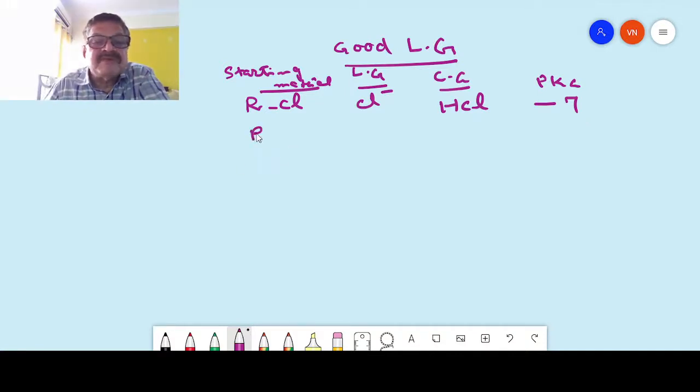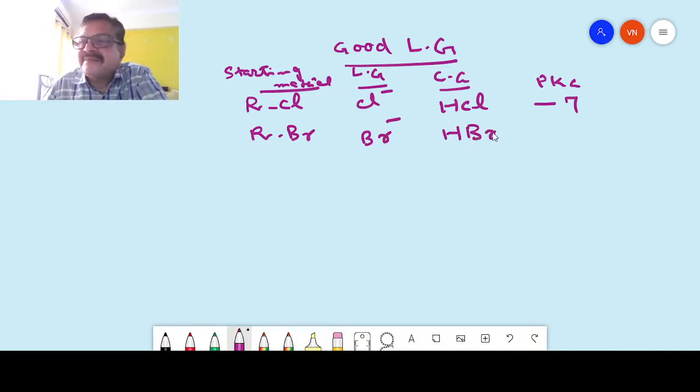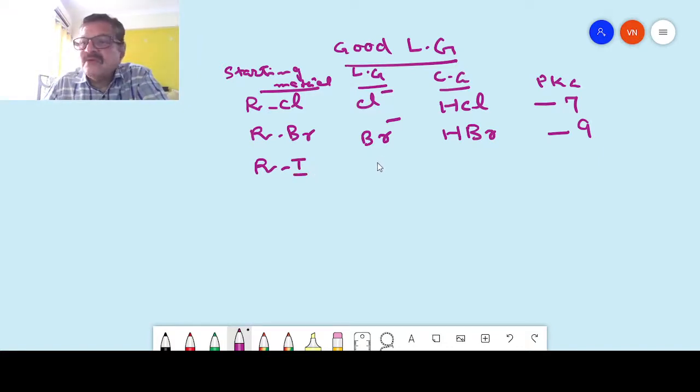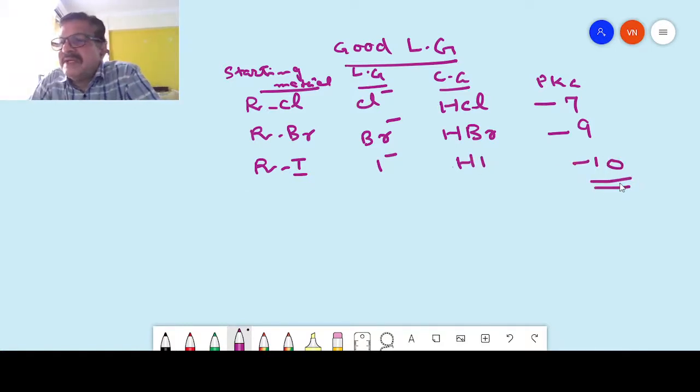The next is RBr, with bromide as the leaving group. The conjugate acid is HBr, which I think is about -9. Then we have RI. The leaving group here is the iodide anion, and the conjugate acid is HI. This is the strongest one here, at -10, the lowest pKa value. So we get a strong conjugate acid here.